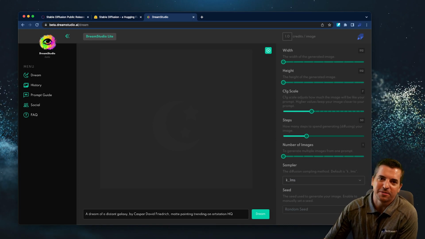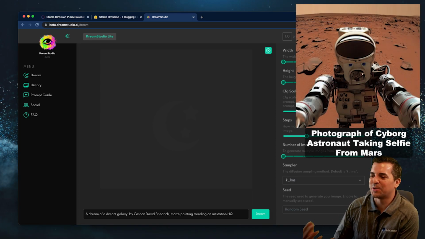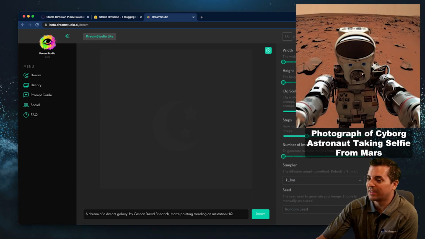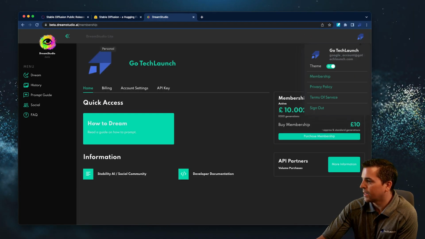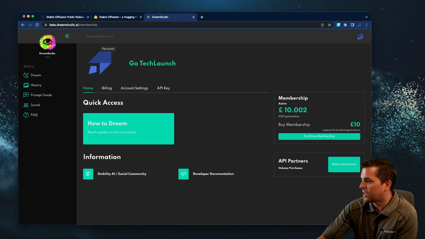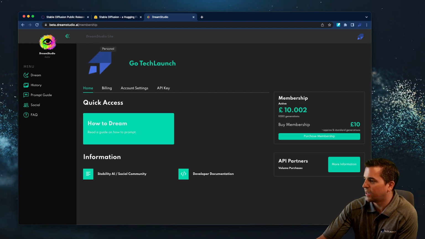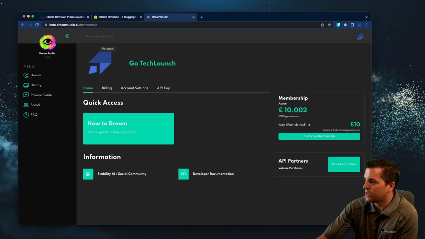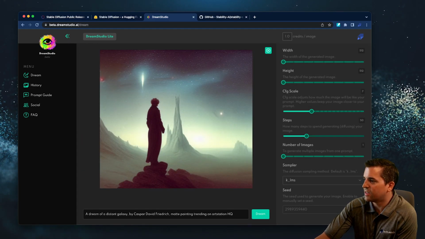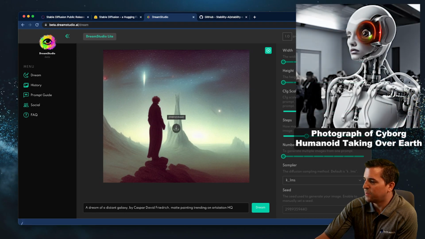And if you run out of credits like I did, then you can purchase a membership for a really low cost by going to membership. So you pay £10 basically per 1,000 generations. And so you can see, I can download my images.